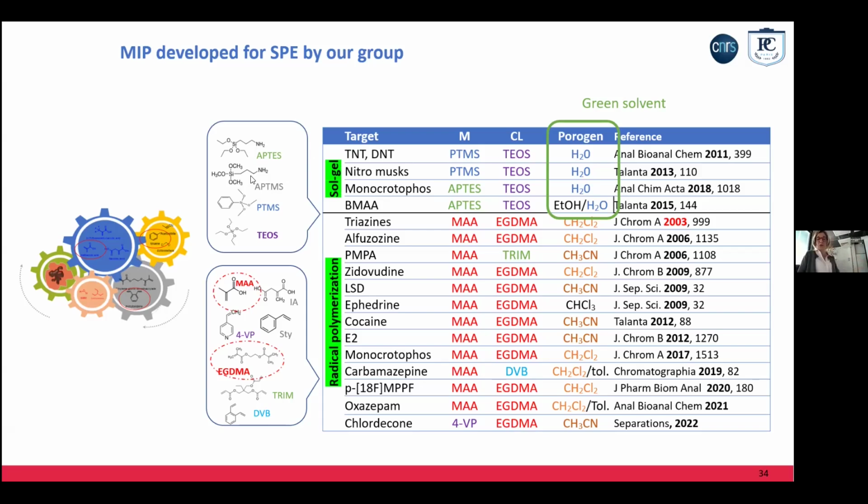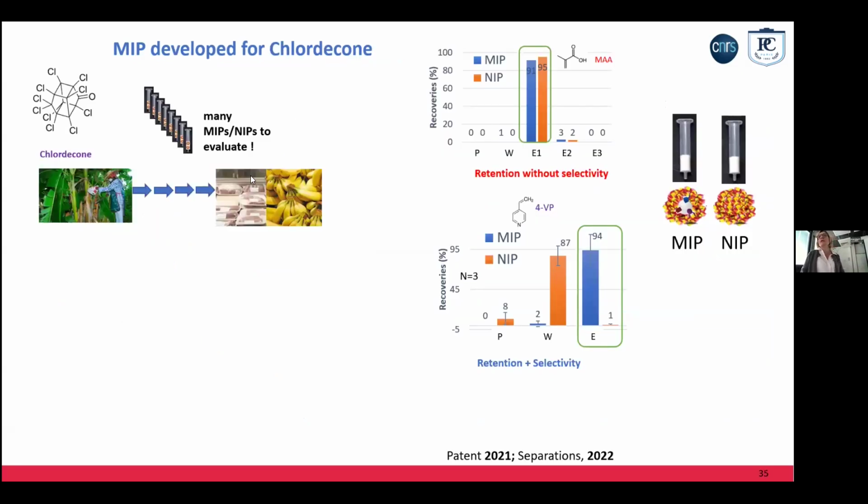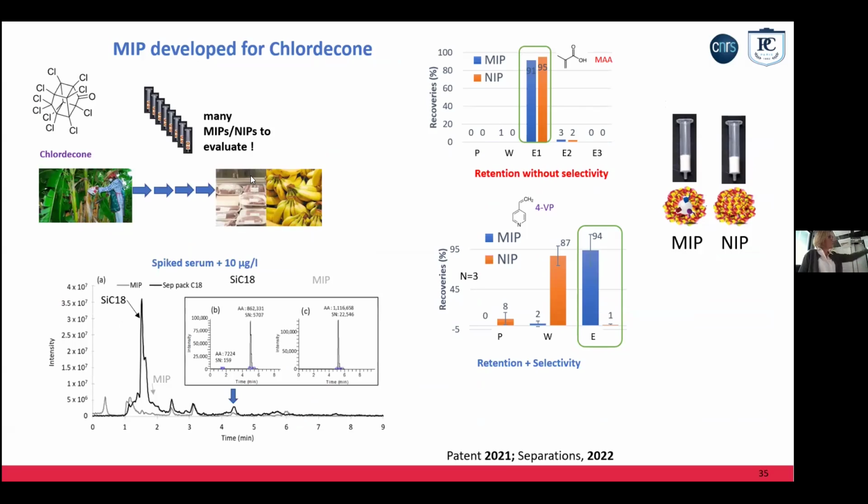Finally, if you look at the last line, it was not the case. Because for this molecule, if you use methacrylic acid, we don't have any selectivity, because we have the same retention on the control and on the MIP. But if we use 4-VP as monomer, we can obtain a very high selectivity and then a very good result in terms of analysis.